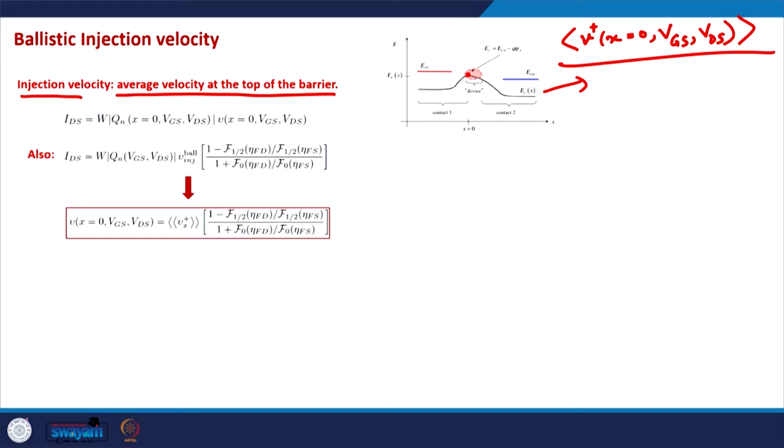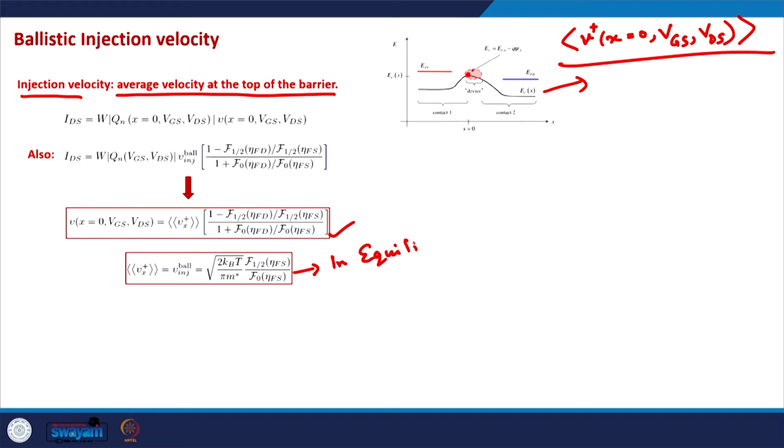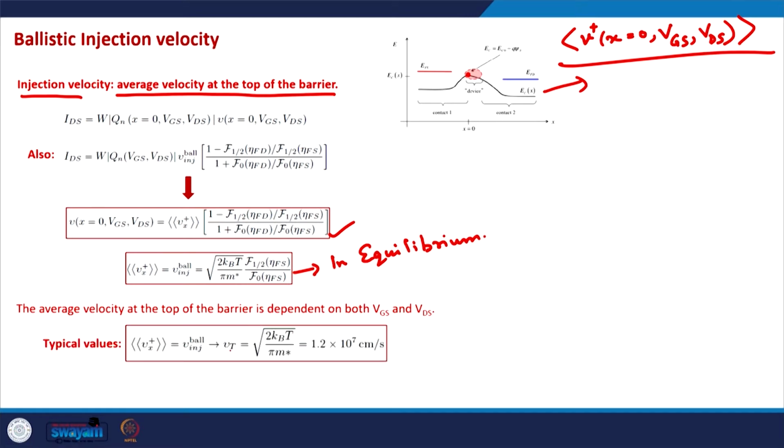As we have seen, this is how it looks. Just before going into the details of its discussion, here this ballistic injection velocity is the velocity defined in equilibrium, which means that no drain voltage has been applied. What is the typical order of that velocity? Let us try to see that. If we do this calculation and put various constants in this expression, square root of 2kT divided by pi m star, you would realize that the order of this velocity is around 1.2 times 10 to the power 7 centimeter per second.